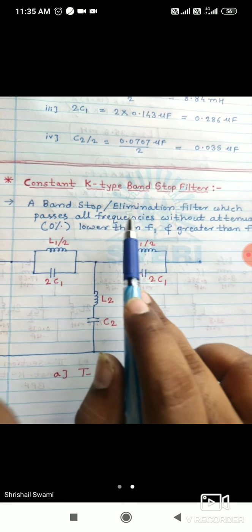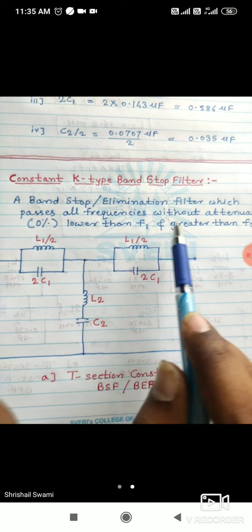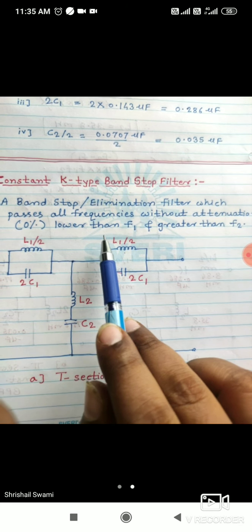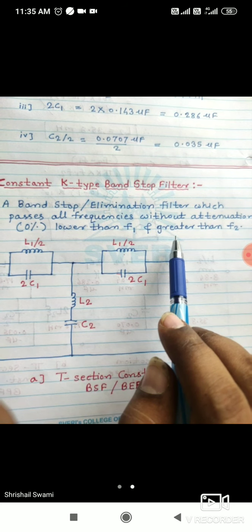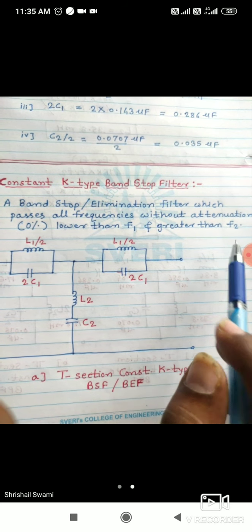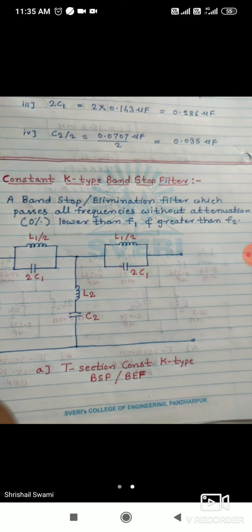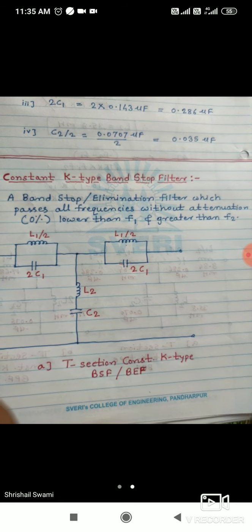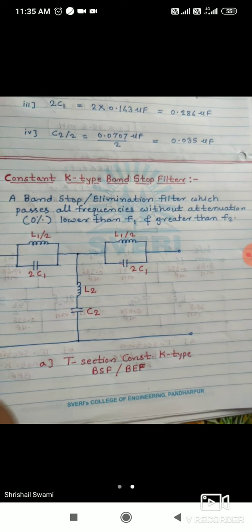A band stop or band elimination filter is a filter which passes all frequencies without attenuation, meaning 0%, lower than the cutoff frequency f1 and greater than f2. So whatever the frequency lower than cutoff frequency f1 and whatever the frequency greater than upper cutoff frequency f2, all those frequencies will get passed without attenuation, whereas we get 100% attenuation in between f1 and f2. So f1 to f2 is known as the attenuation band or stop band.